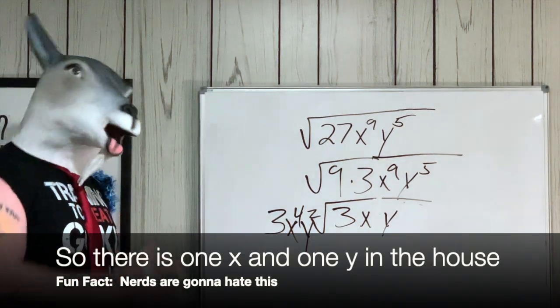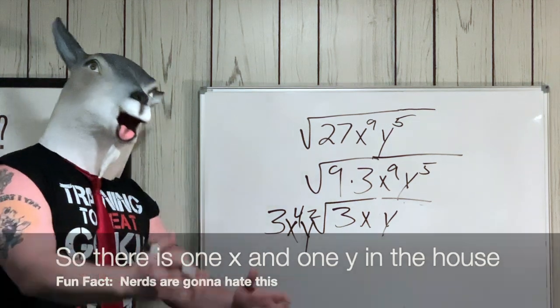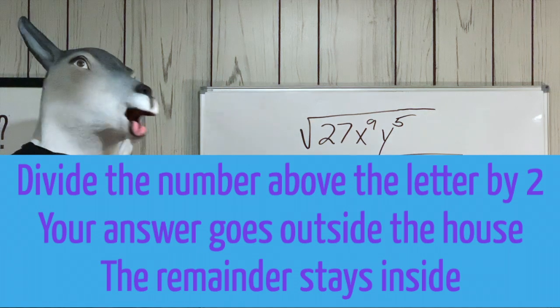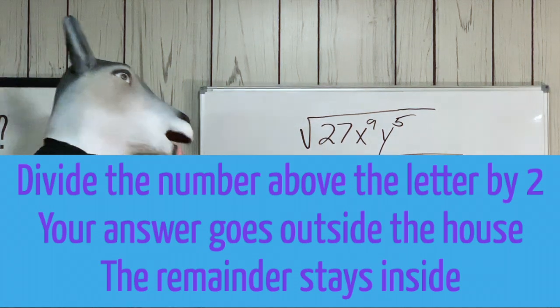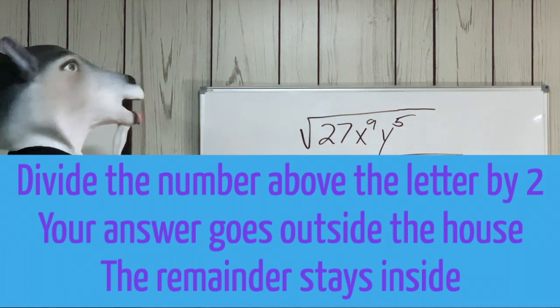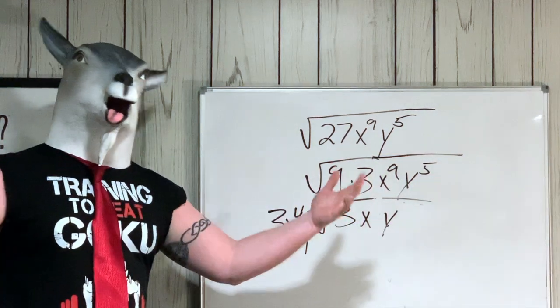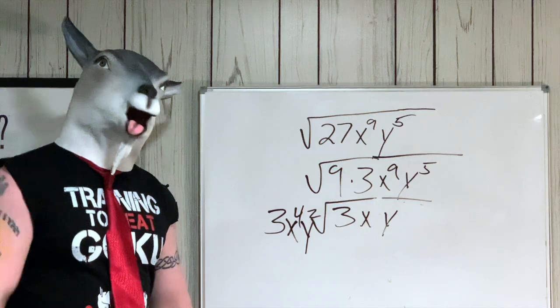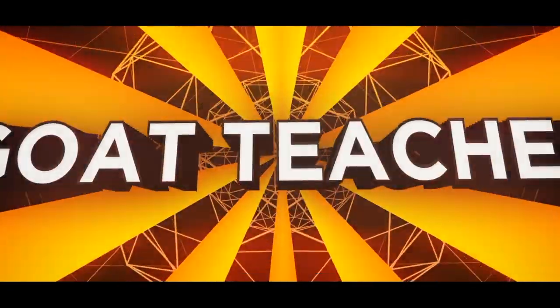You take the number that's above the letter and you divide by 2. The remainder stays in the house, you pull the rest out. The answer comes out, the remainder stays in, and you're done. A lot of these you're not even going to need a calculator. You're going to start doing it in your head. You're welcome.